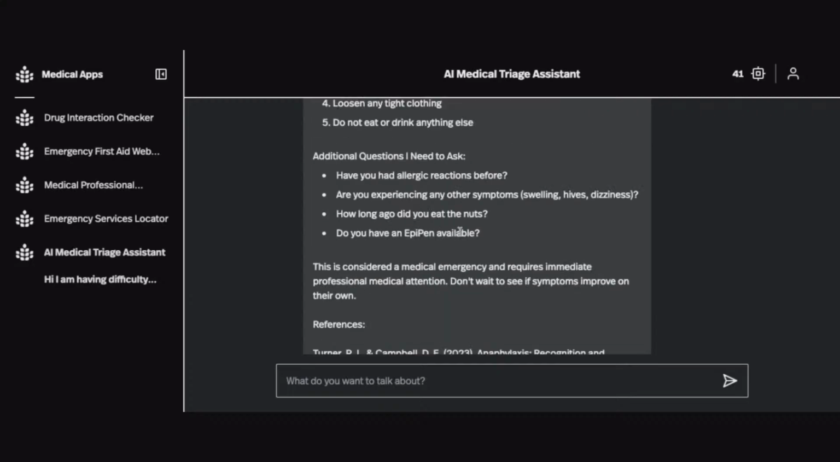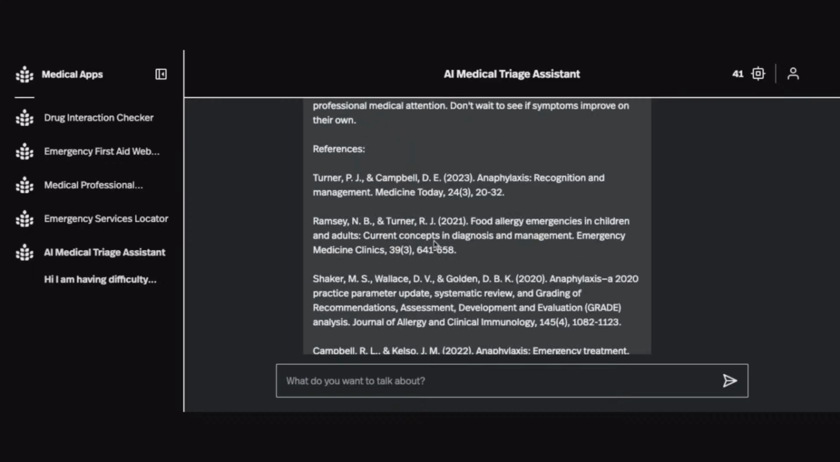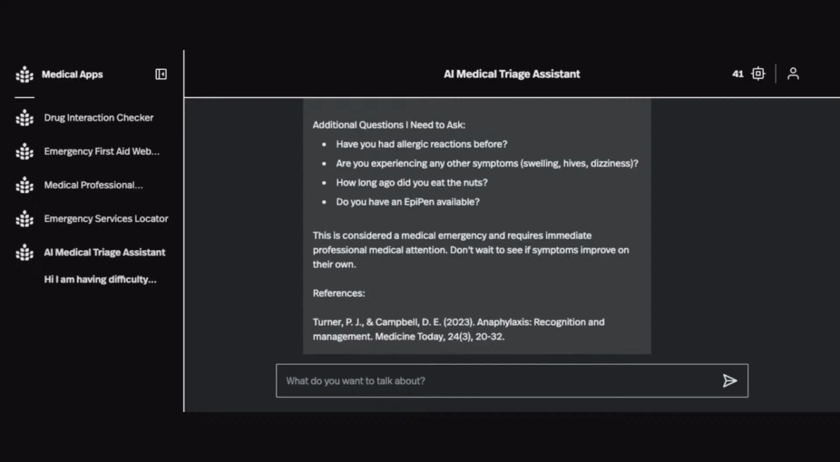Additional questions I need to ask. Have you had an allergic reaction before? Are you experiencing any other symptoms? How long ago did you eat the nuts? And do you have an EpiPen available? And it will give you the references as well on this kind of information as to why it made that diagnosis and those decisions. Okay.